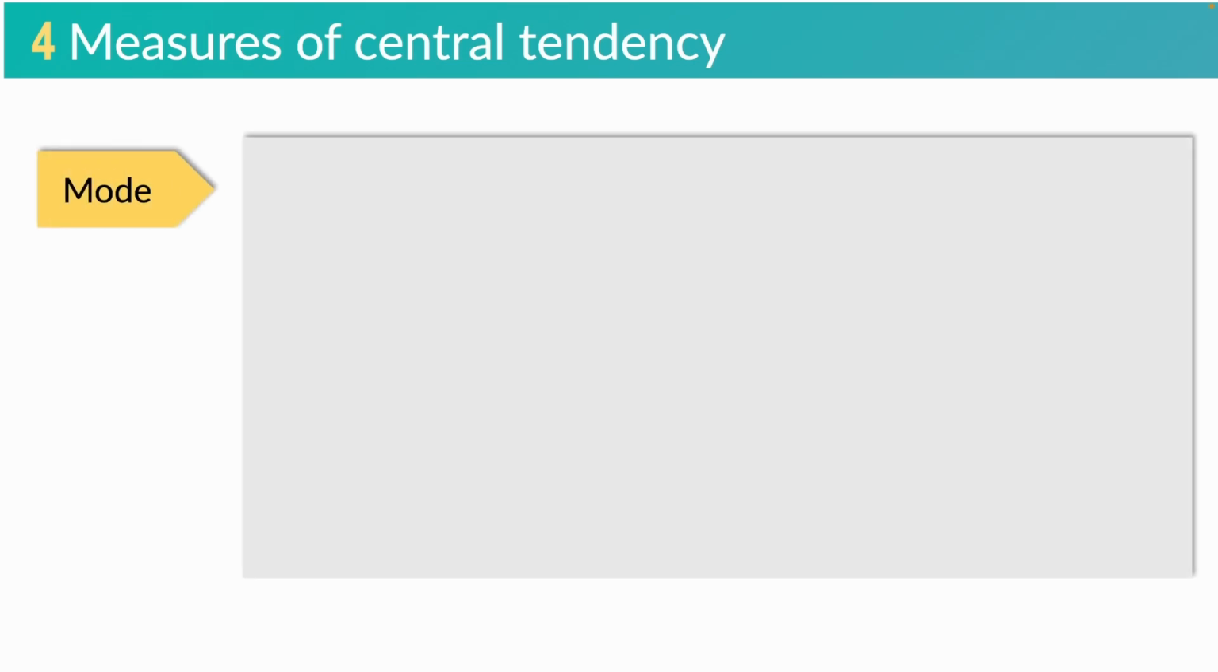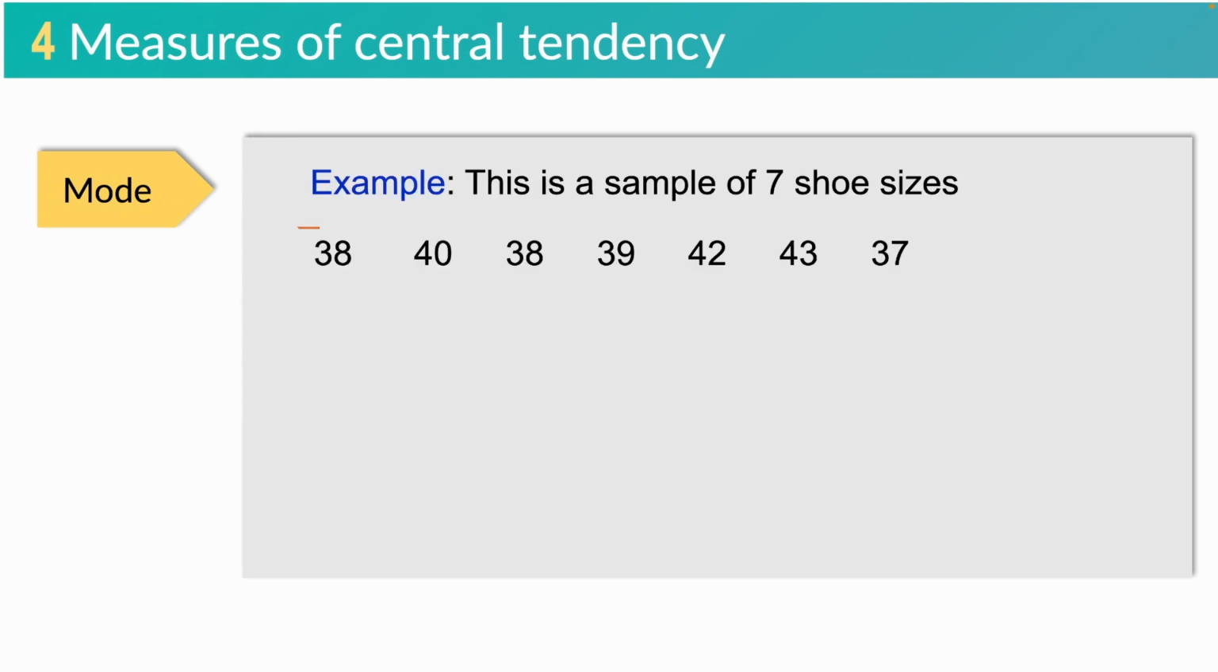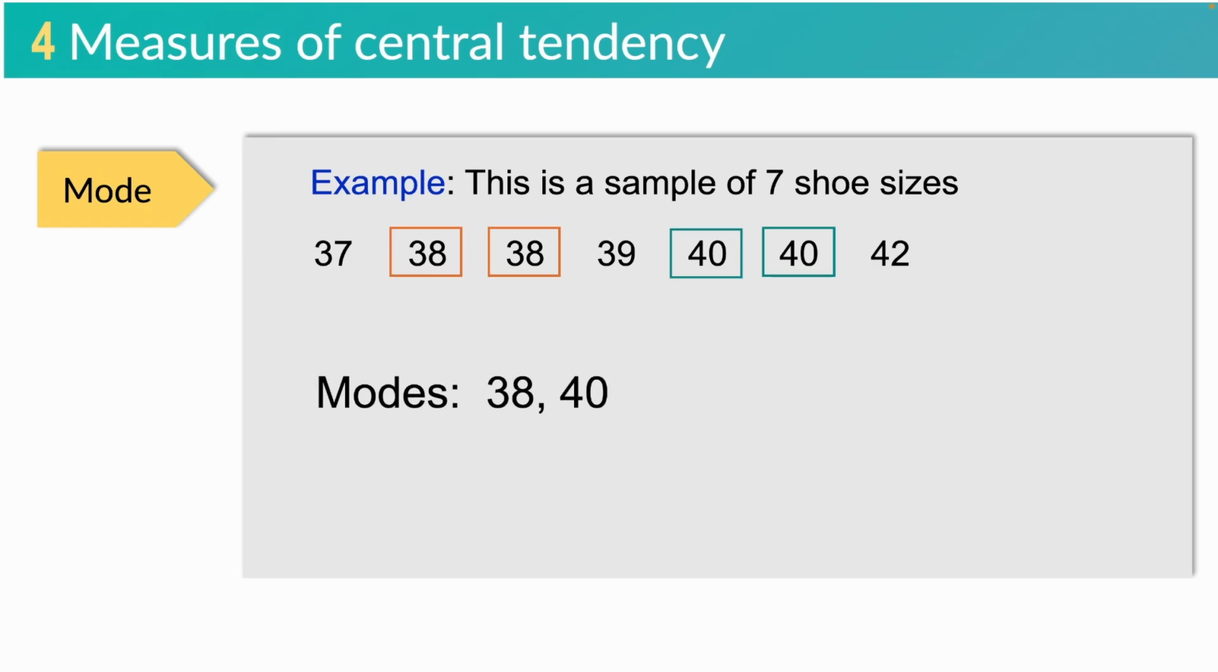Mode is the last measure of central tendency we will look at. Mode is an observation, or some observations, that appear most frequently in a dataset. For example, this data has one observation, 38, occurring two times, while all other values occur only one time. So the mode of this data is 38. With this data, there are two values, 38 and 40, that appear two times. The remaining values occur only one time each, so the modes of this data are 38 and 40.